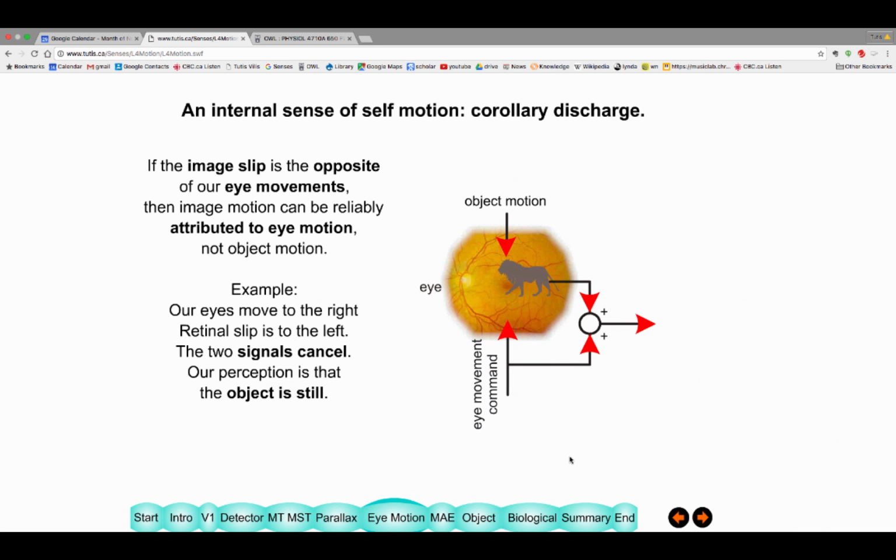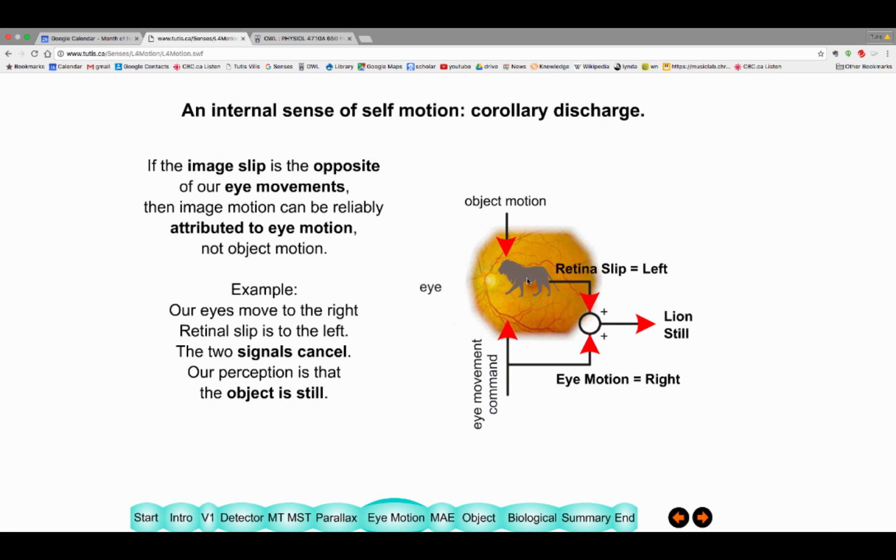So let's suppose this motion here is because the eye is turning to the right. Well, the image on the back of the eye would slip to the left. So you'd see retinal slip to the left, and that signal would come in here as well. Where a signal to the left meets a signal moving to the right, the two cancel each other, and the brain decides the line is stationary. It's my eye that is moving.